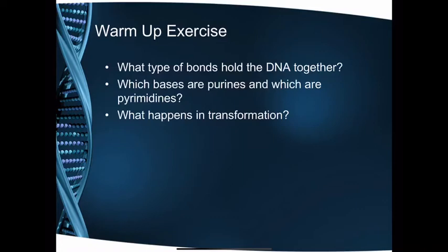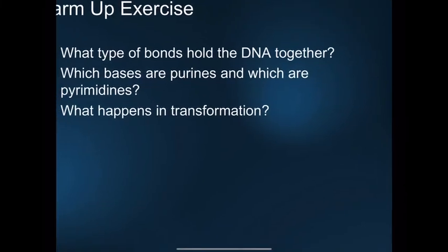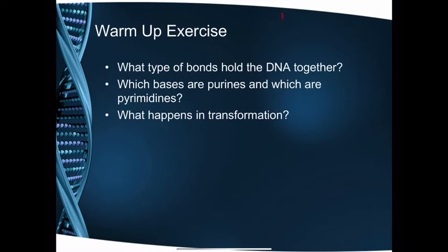Guys, let's review just a little bit from the last lesson. What type of bonds hold the DNA together? So what you should say is there's really two types of bonds. We've got covalent bonds that are between the sugar and the phosphates in the backbone. Okay, sugar, phosphate, sugar, phosphate, sugar, phosphate. And then you have in here the hydrogen bonds that are between the nitrogen bases. So remember, the nitrogen bases are your A's, T's, G's, and C's. And so you have the hydrogen bonds that hold those together.